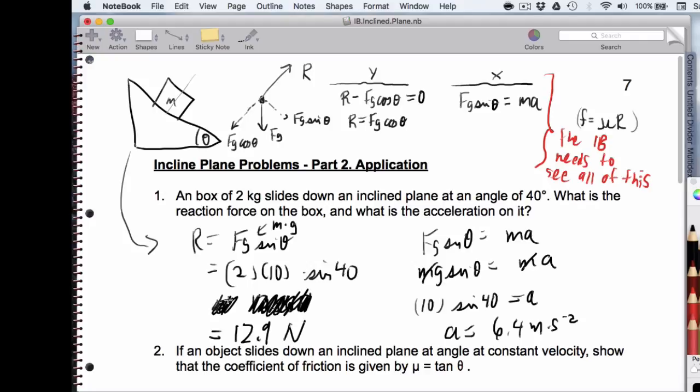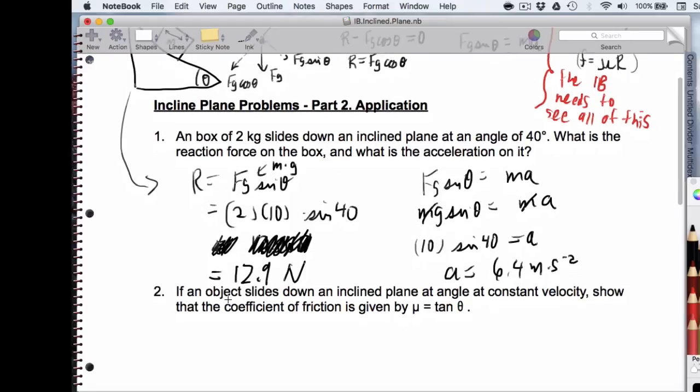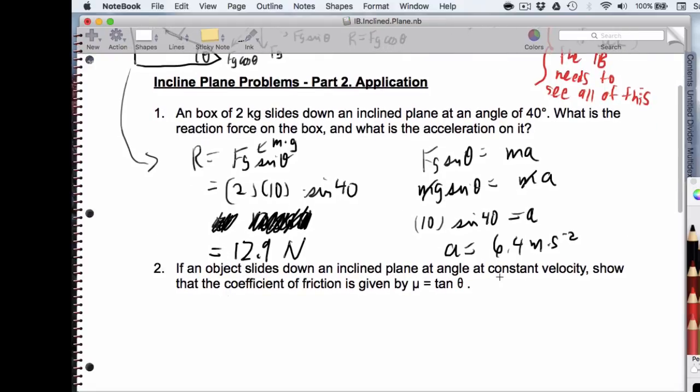All right, now for number 2. If the object slides down the inclined plane at a constant velocity, we want to show the coefficient of friction is given by mu equals tan theta. This weird letter mu is the coefficient of friction. Constant velocity means the acceleration is 0. That means forces balance.